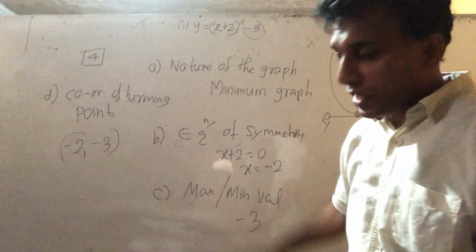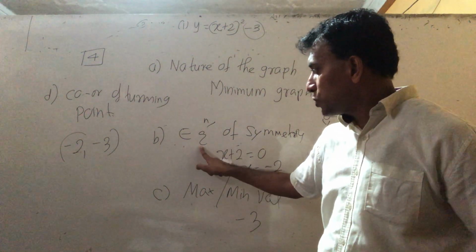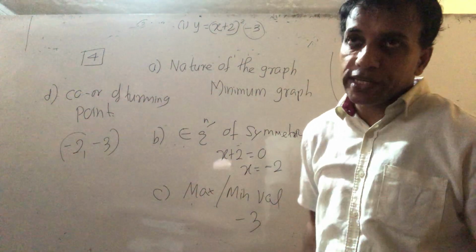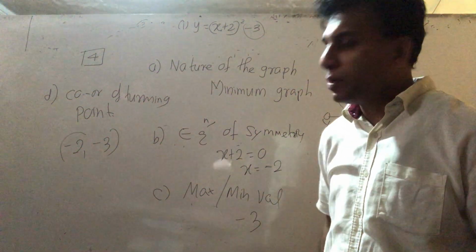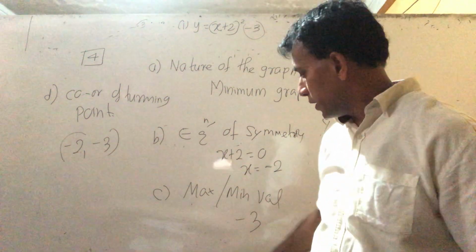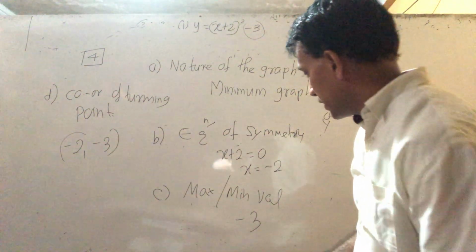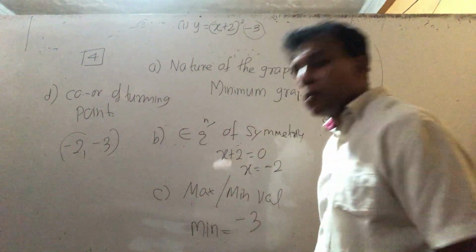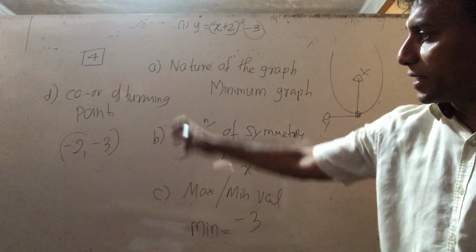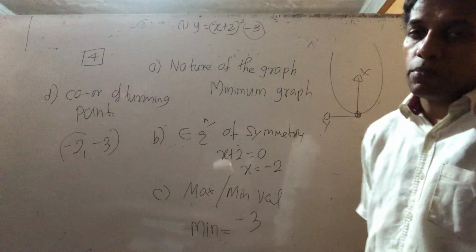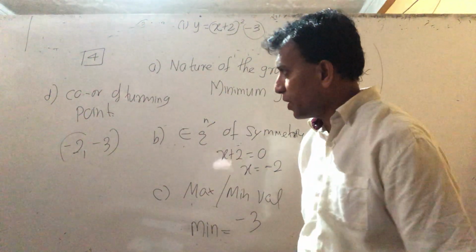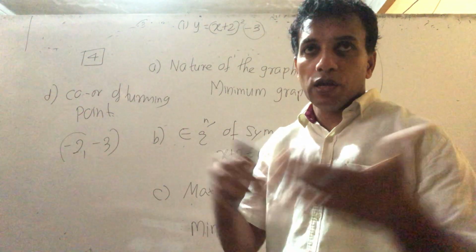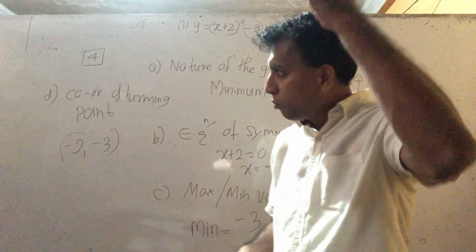Nature of the graph: minimum. Equation of symmetry: make the bracket 0, x equals minus 2. Maximum or minimum value: here the minimum value is minus 3. And the turning point coordinates are minus 2, comma, minus 3. If you are confused, stop the video and refer slowly, one by one. You will identify it if you follow all my videos with me.